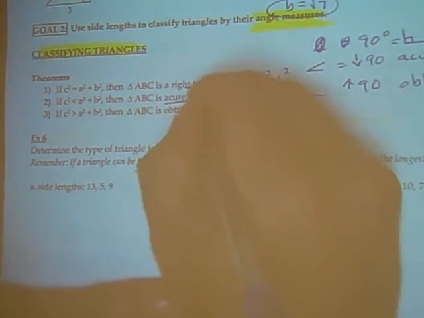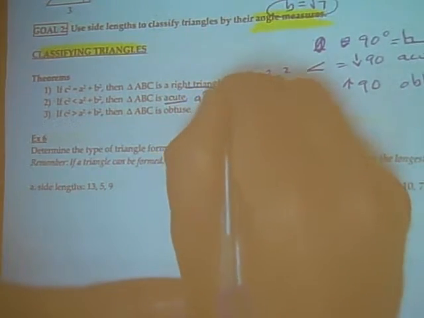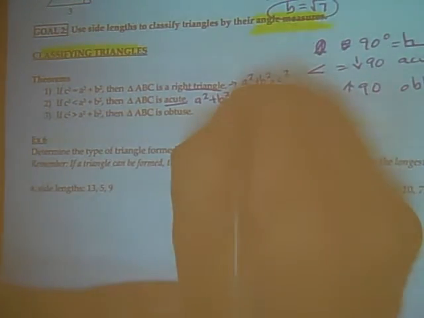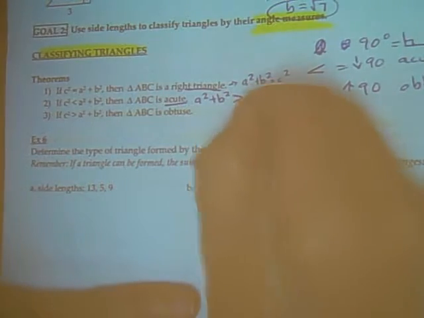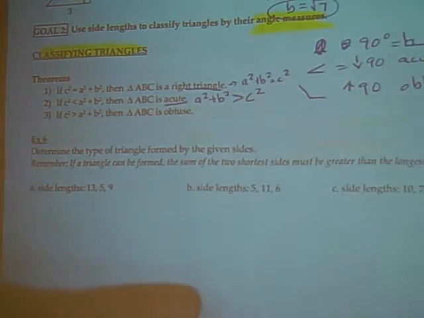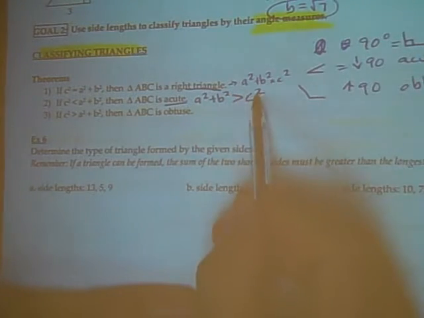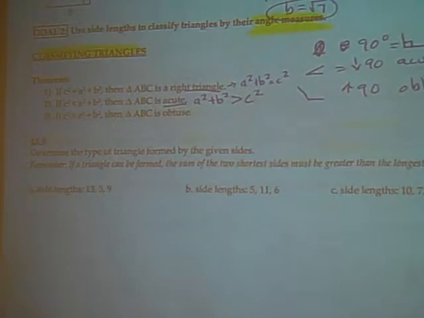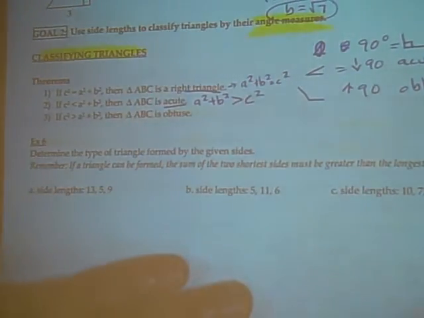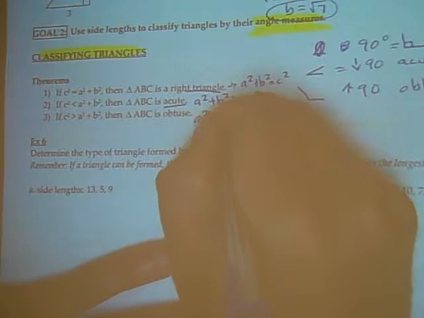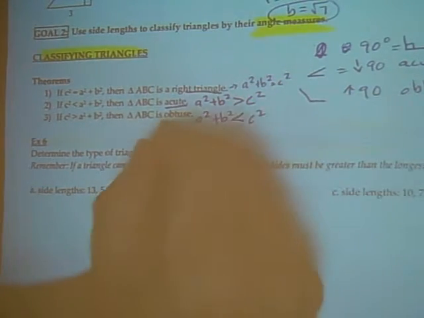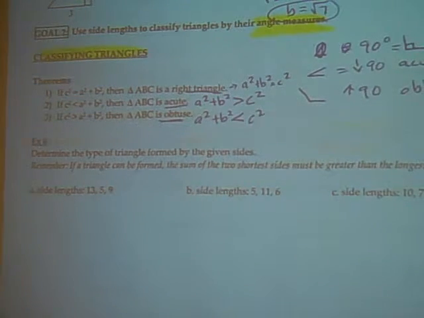For an acute triangle, we have a squared plus b squared. Now we look at this. C is less than, so the arrow points to the C. Here, a squared plus b squared is greater than c squared. So that means our hypotenuse is a little shorter, which means it's going to be an acute triangle. And here we have a squared plus b squared is less than c squared. That's going to make it an obtuse triangle.